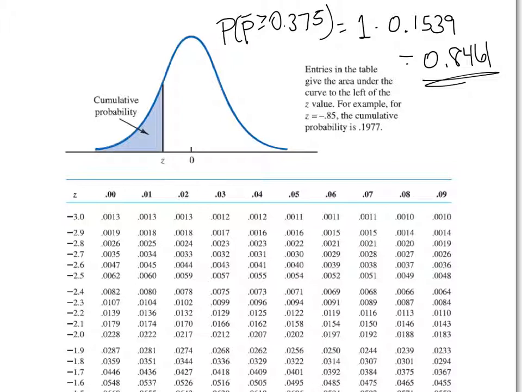So that should make some kind of intuitive sense as well. It's bigger than 0.5, smaller than 1. So now we know that it's about an 84% chance, 85% chance, that we will get a response rate of 0.375. Hopefully that helps you with that question.